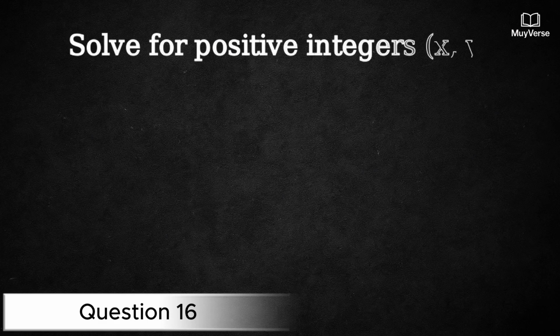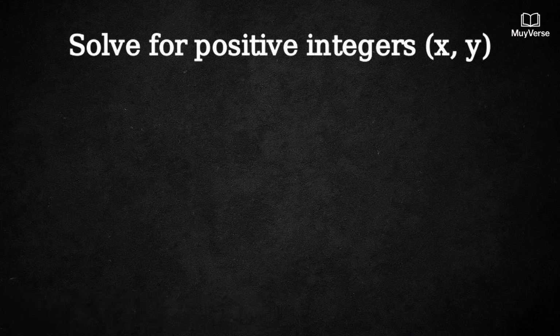Solve the system of equations for positive integers x and y. The system is x cubed minus y cubed equals 91, and x minus y equals 1. We'll proceed step by step using factoring and substitution, and end with a simple, real solution.